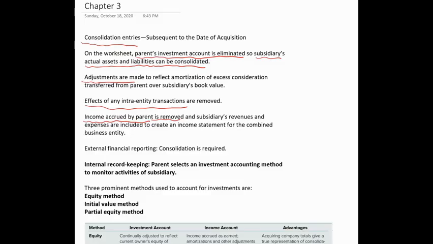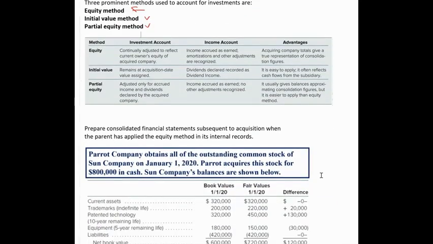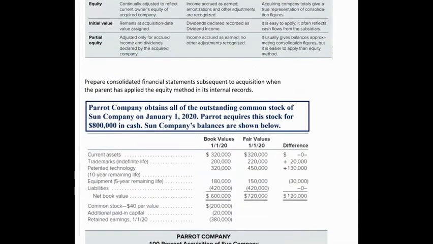Consolidation is required for external financial reporting, and parents will select an investment account method to monitor the activity of the subsidiary. There are three methods we're going to introduce. Focus will be on the equity method, but there are two other methods: one is the initial value method, the other is the partial equity method. You should also focus on the difference among these three methods and make sure that you know at least one of them well. So let's move on to this example directly.